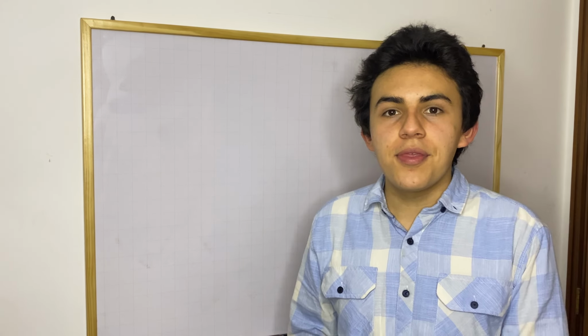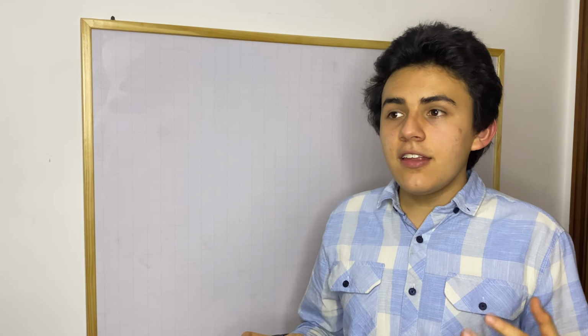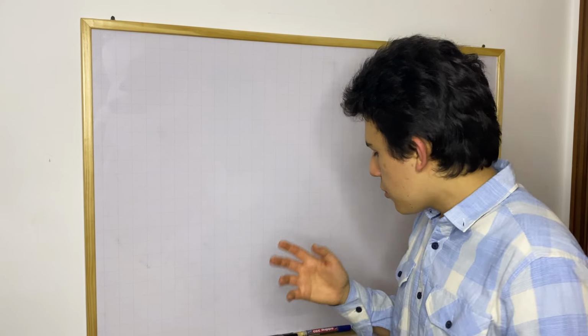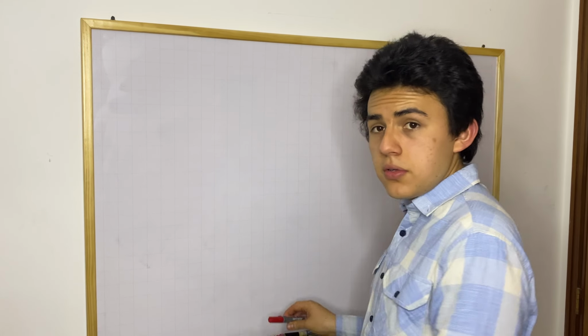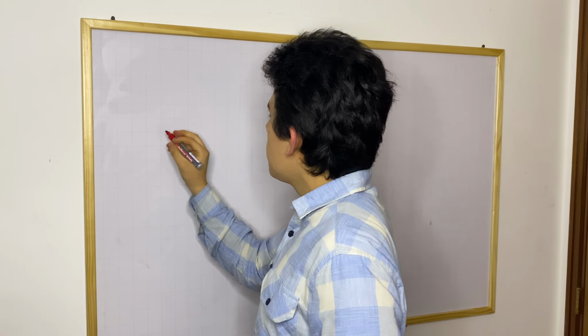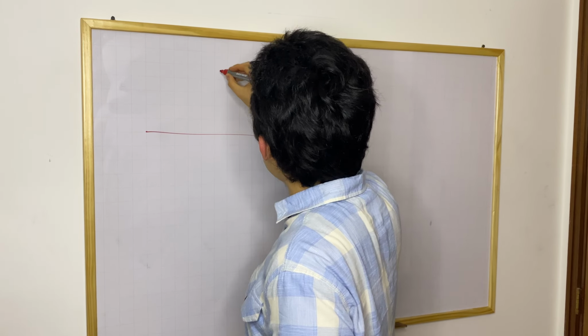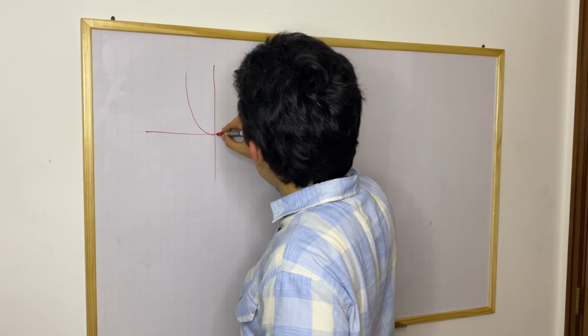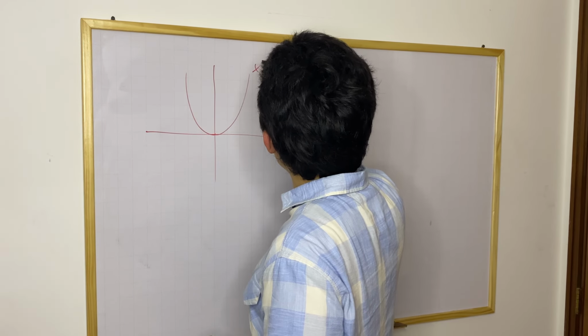Today we're gonna do something pretty cool in math, and that is how can we make a line touch a parabola at one single point. You know that when you have a parabola, let's do this real quick, you're always gonna have something like this. If you have x squared, it's gonna be something like this.